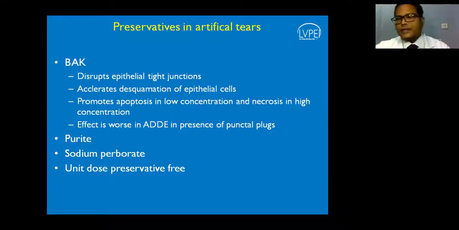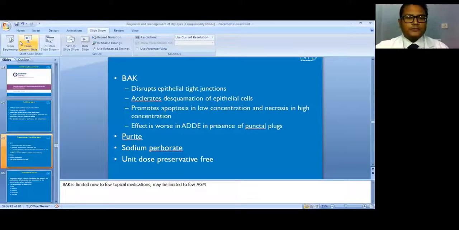Its effect is worse in aqueous deficient dry eye, especially in the presence of punctal plugs, as the ocular osmolarity is increased. Milder alternatives include Purite, sodium perborate, or unit dose formulations which are preservative free.